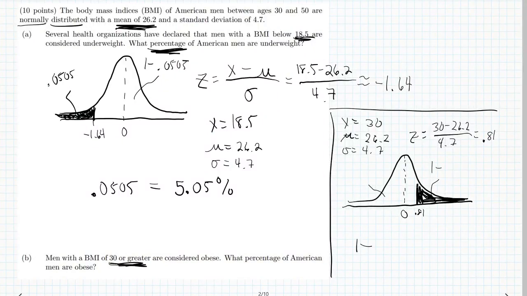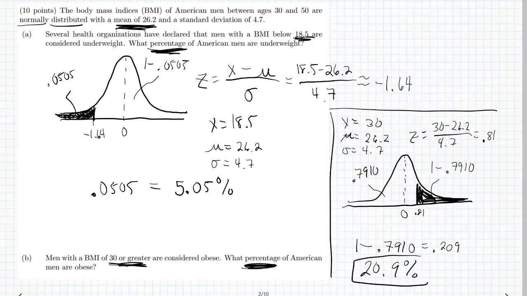Okay, so we have 1 minus 0.7910 because that area to the left was 0.7910. So 1 minus 0.7910. So what does that make all of a sudden? Well, that makes 0.209. But once again, we wanted a percentage. So our answer for this would be 20.9%.